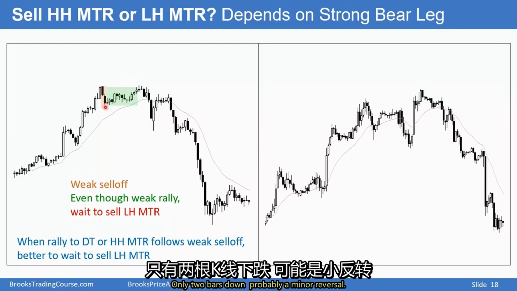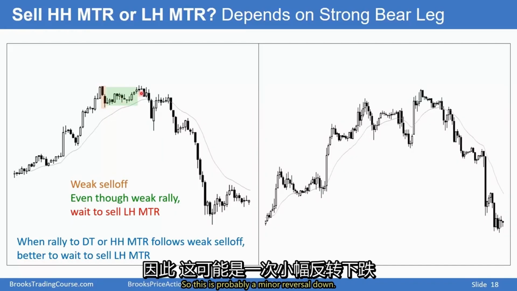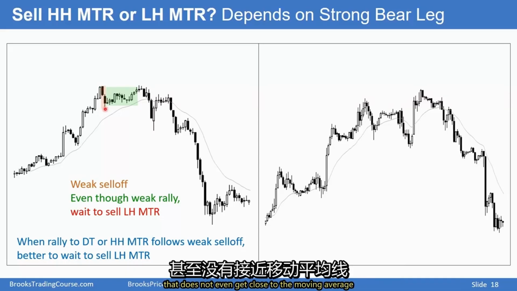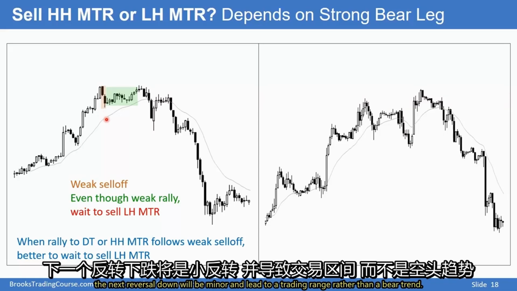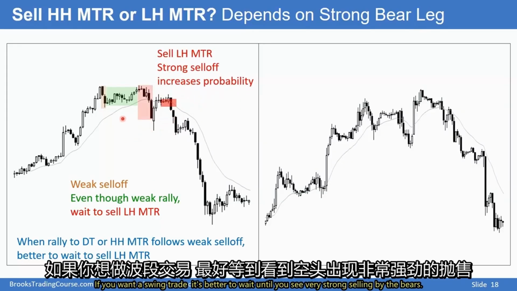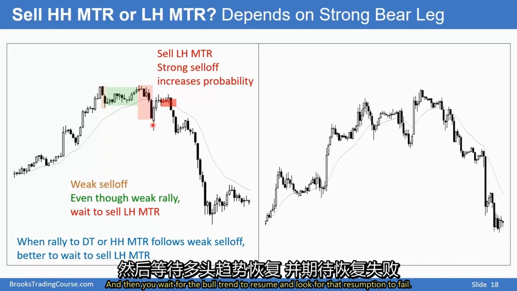Only 2 bars down, probably a minor reversal. So this is probably a minor reversal down. This is probably a minor reversal down. It might be major, but usually with only a 2-bar sell-off that does not even get close to the moving average, the next reversal down will be minor and lead to a trading range rather than a bear trend. If you want a swing trade, it's better to wait until you see very strong selling by the bears. And then you wait for the bull trend to resume and look for that resumption to fail.